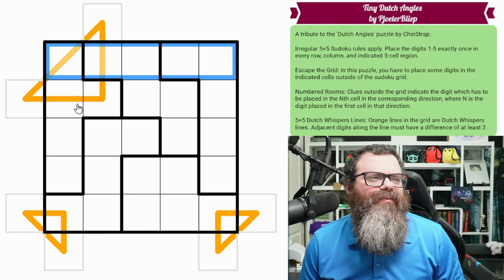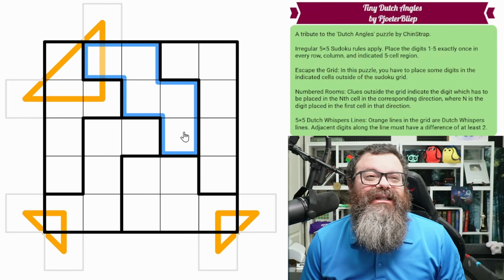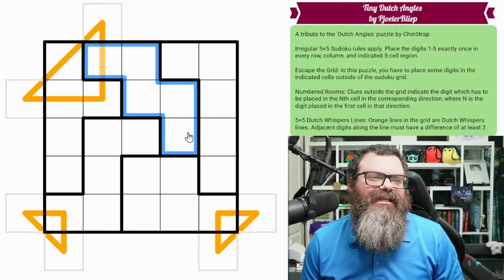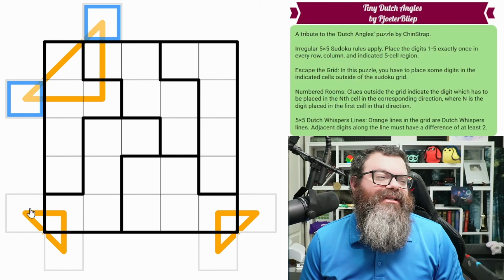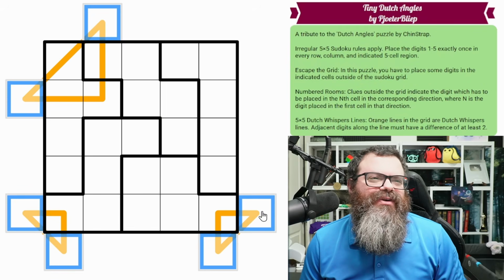That means in each row, each column, and each of these bold outlined regions, we're placing the digits 1 to 5 exactly once each. We also have escape the grid, so these marked cells outside the grid, basically the ones that the orange lines touch, we're going to be filling digits in those as well.